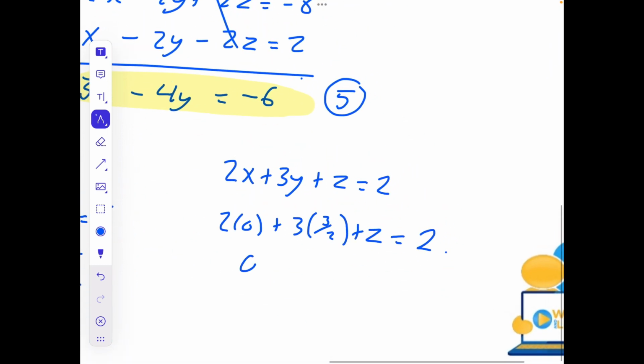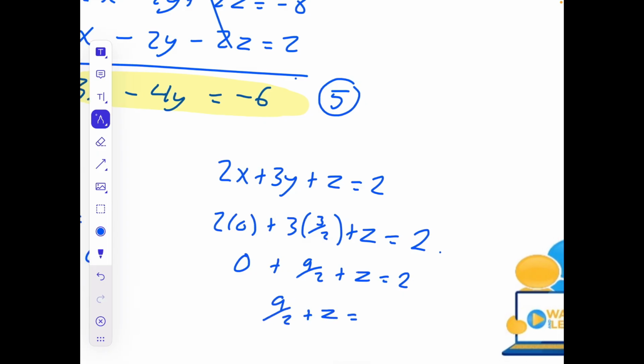Now 2 multiplied by 0 will be 0. 3 over 2 multiplied by 3 will give me 9 over 2. Plus z is equal to 2. So we've got 9 over 2 plus z is equal to 2. z is equal to 2 minus 9 over 2. z is equal to minus 5 over 2.